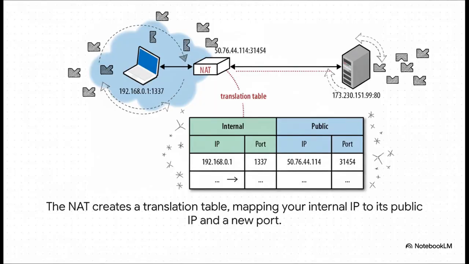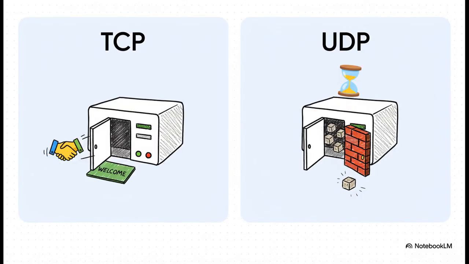Well, let's say your computer sends a packet out to a server on the internet. Your NAT router grabs it on the way out. It looks at your internal IP and port, and it creates a new entry in a special logbook, its translation table. It maps your internal info to its own public IP and a new port number it just made up. Then, when the server replies, the NAT just looks in its logbook and knows, this packet is for the laptop at 192.168.1.5. But here's where it all goes wrong for UDP.